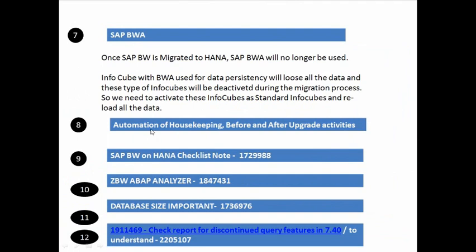Next, automation of housekeeping before and after upgrade. You should think about, as part of this upgrade and migration, you do certain activities like pre-upgrade, pre-migration, post-upgrade, post-migration. You do a lot of activities. What SAP has done is to simplify this migration process. SAP has given a checklist where the steps can be automated. SAP has identified the steps to be performed, which can also be automated. We'll see about that.